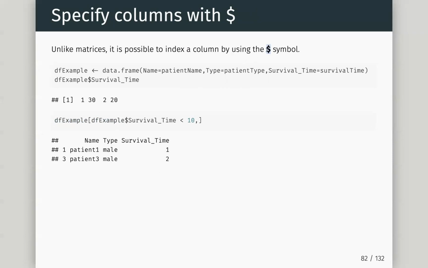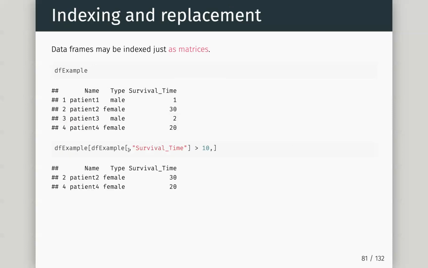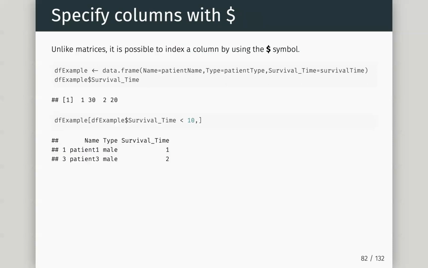And one of them is this dollar symbol. And we'll see this again with our next data type, and you'll see this a lot with objects as we get into more complex R. So if we want to pull out a particular column, we don't necessarily need to do square brackets, comma, and then the name of the column. We can actually just do dollar and then give it the name of the column afterwards.